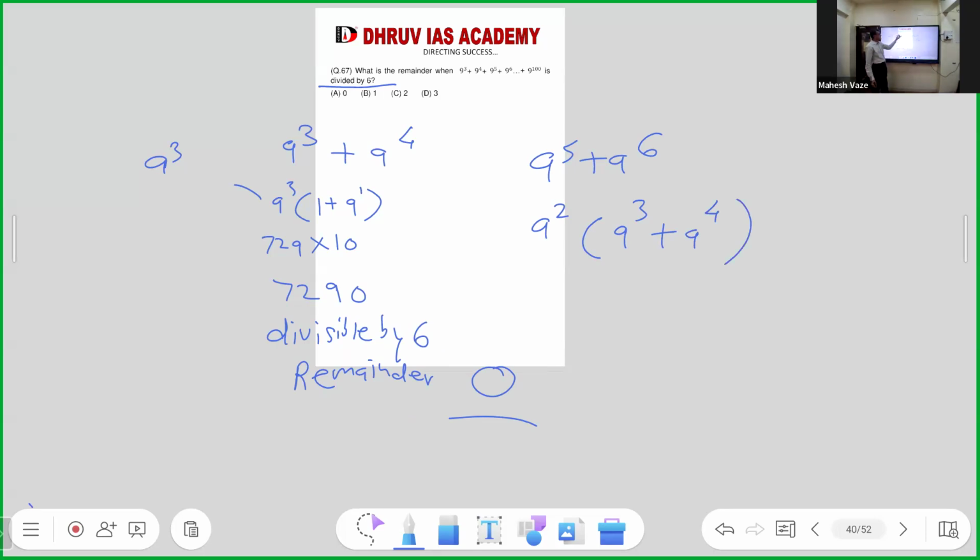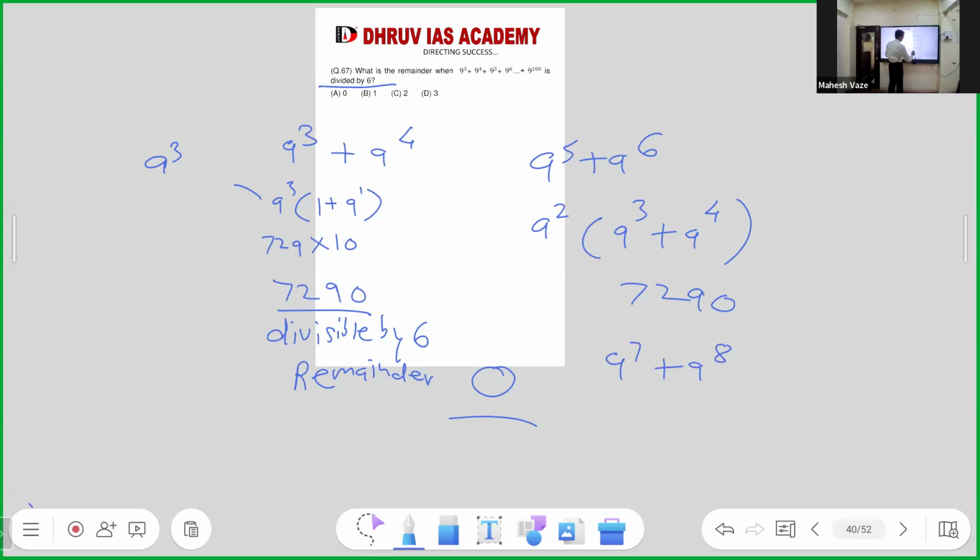Now again we know that 9 raised to 3 plus 9 raised to 4, which is 7290, is divisible by 6. So the remainder is 0 and it will be a multiple of this. Now if you make pairs of the further numbers, 9 raised to 7 and 9 raised to 8, for example 9 raised to 7 plus 9 raised to 8.